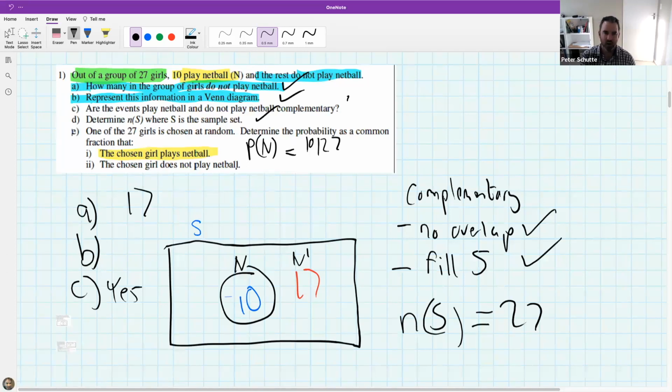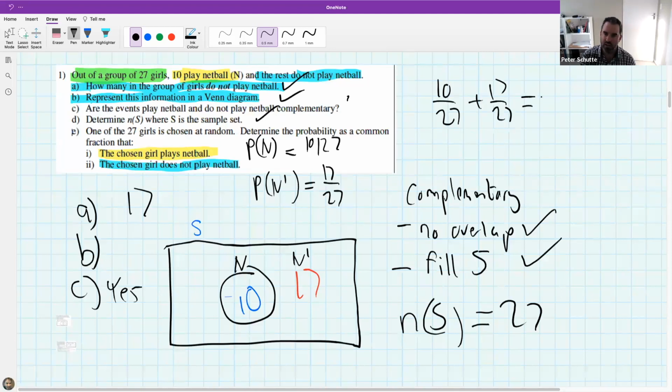Looking great. What's the probability that the girl does not play netball? So in this case, I'm saying, what's the probability I choose someone and they do not play netball? So it's going to be 17 out of 27. And notice how complementary events, their probabilities, they always add up to 1. They fill the whole sample space.